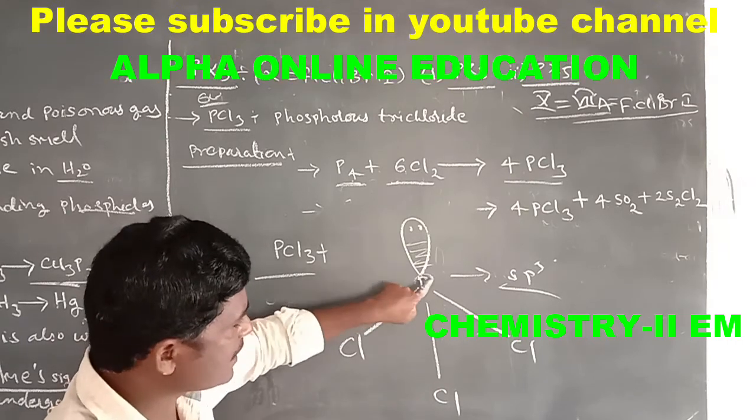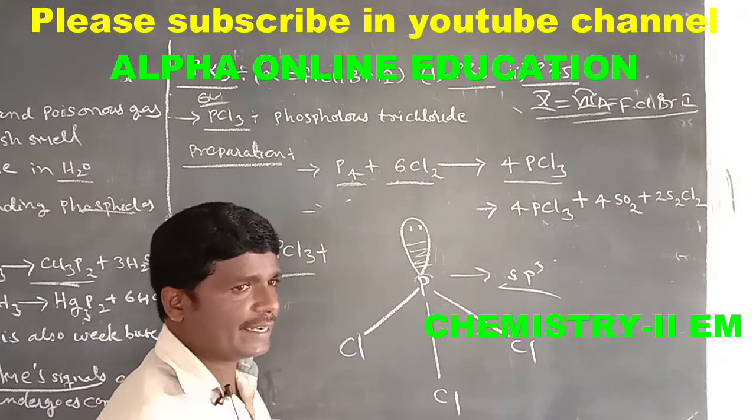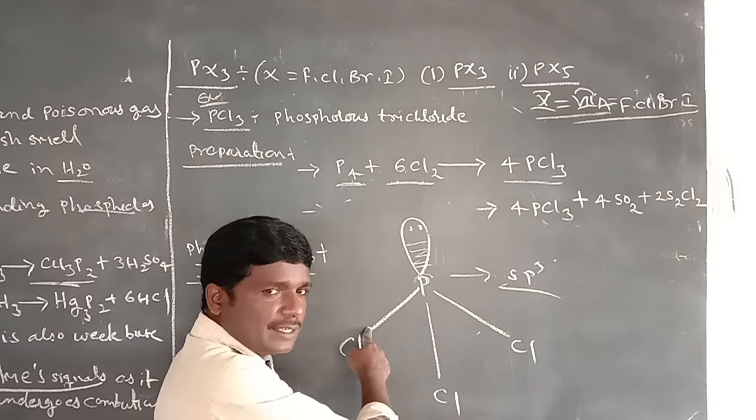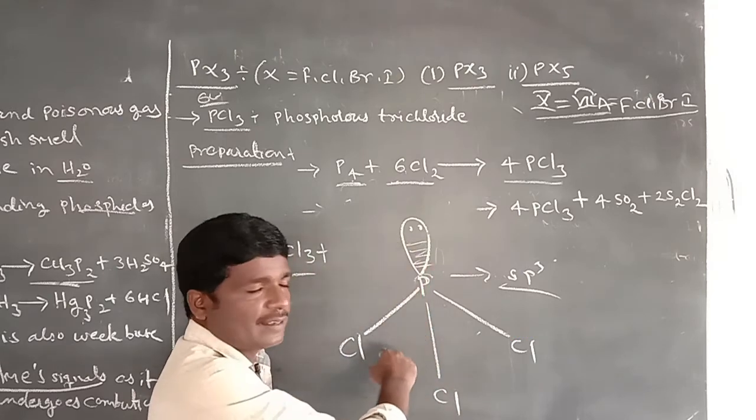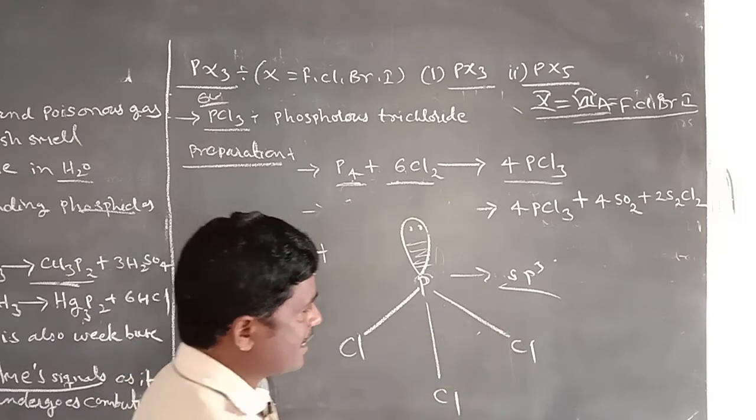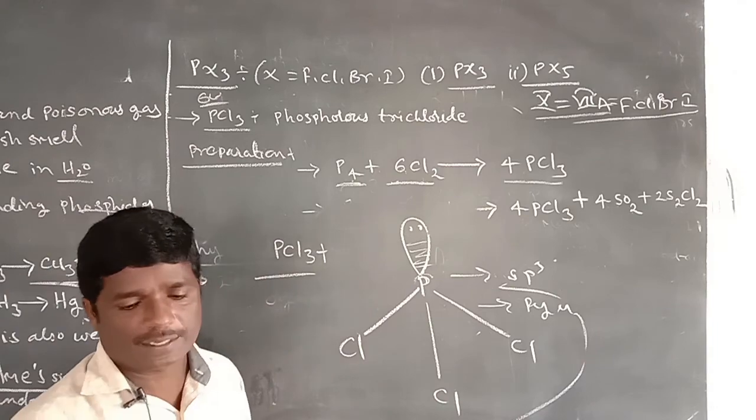The phosphorus central atom undergoes sp3 hybridization to form 4 sp3 hybrid orbitals. 3 are bond pairs and 1 is a lone pair. The 4 sp3 hybrid orbitals exist as a pyramidal structure. That is the structure of phosphorus trichloride.